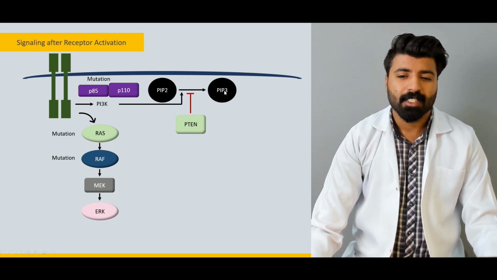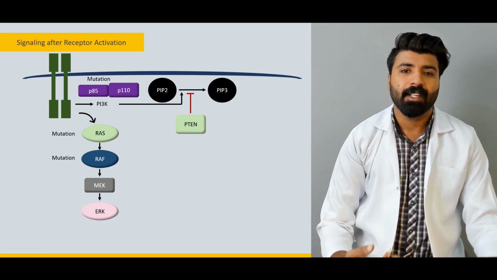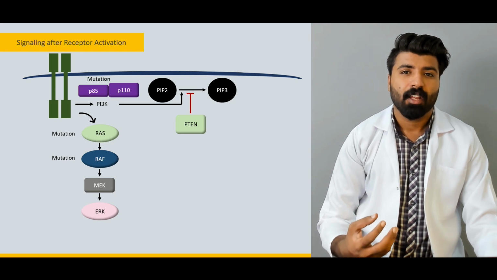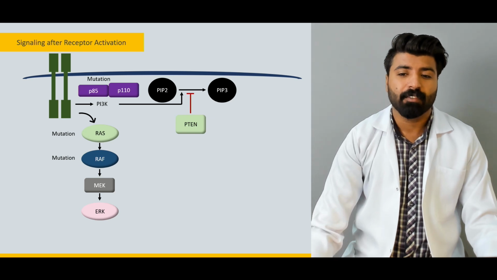But then this PIP3 is supposed to get converted back to PIP2. It is supposed to get converted to the diphosphate group. But in case of mutation of PTEN, now PTEN, what does PTEN do? PTEN is actually a group of phosphatases. And what does it do? It converts PIP3 back to PIP2.